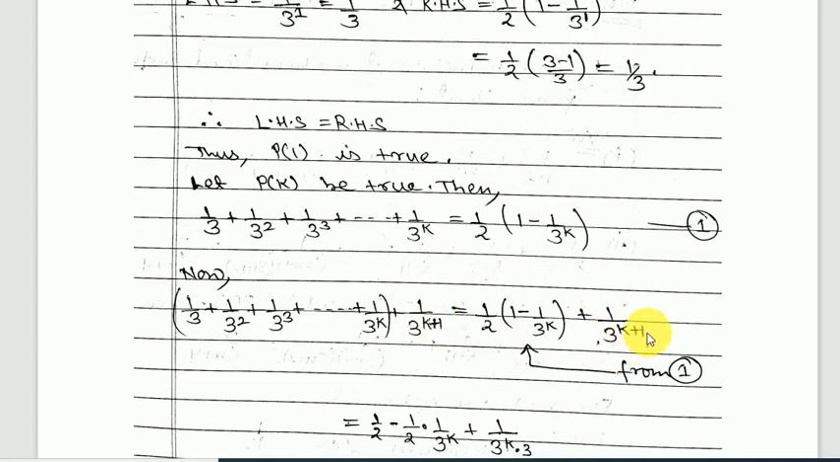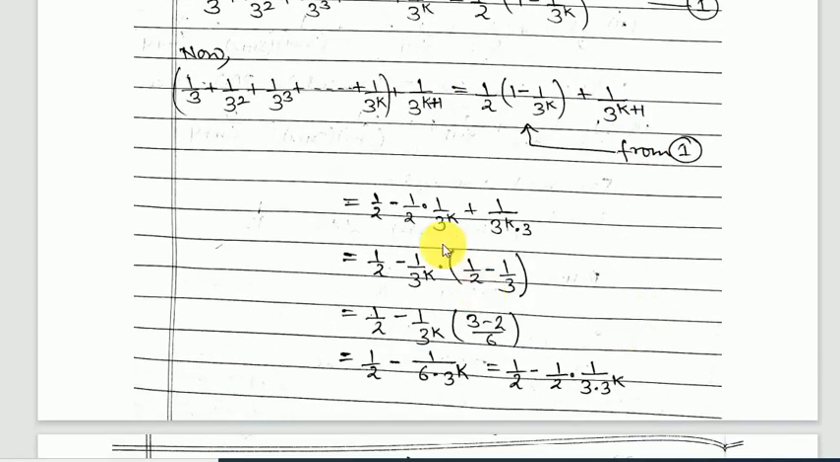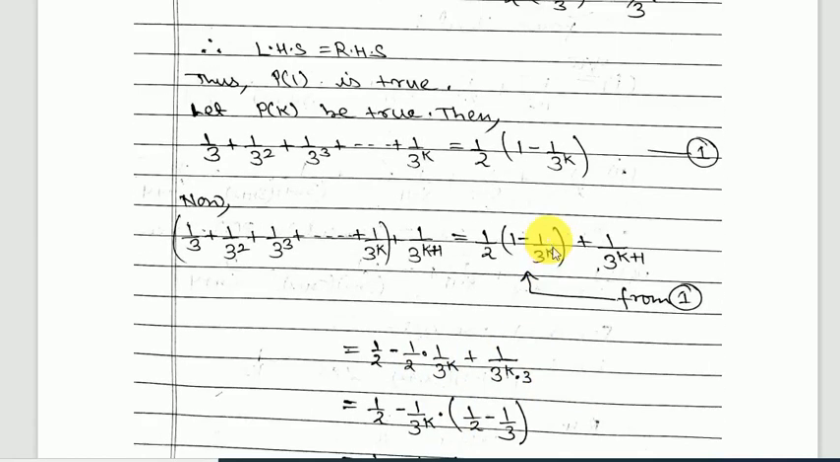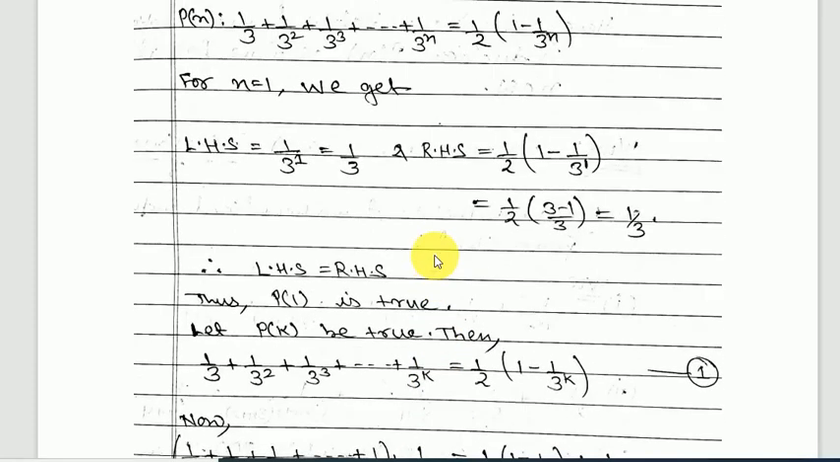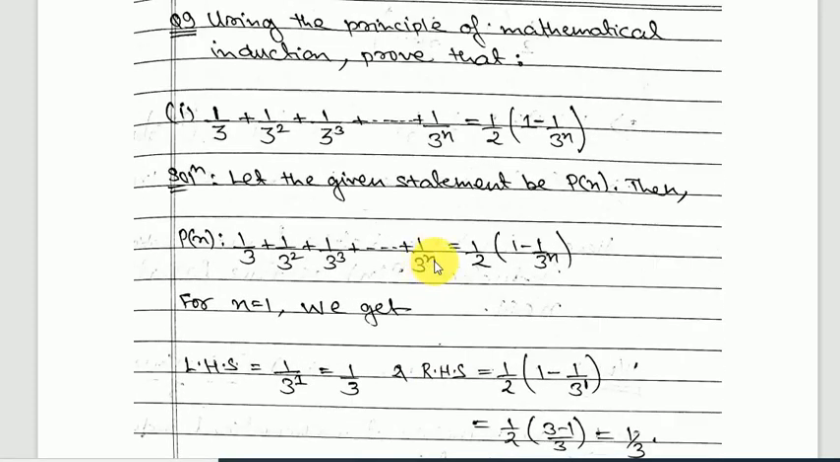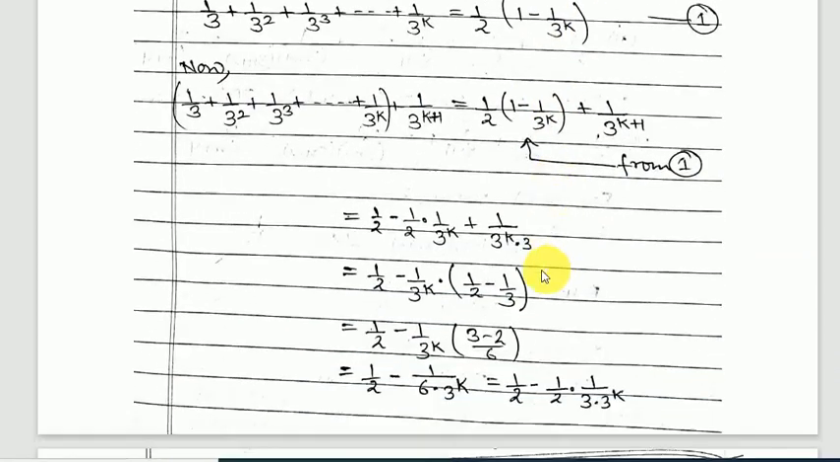Now you have to simplify this. Since here the last term involves k plus 1, and like the last term involved n on the right hand side we had half in bracket 1 minus 1 upon 3 to the power n, just imagine that if the last term has 1 upon 3 to the power k plus 1, then I should have 1 by 2 into 1 minus 1 upon 3 to the power k plus 1. So you got to simplify this, and you should get that.